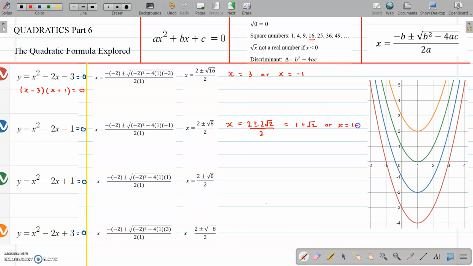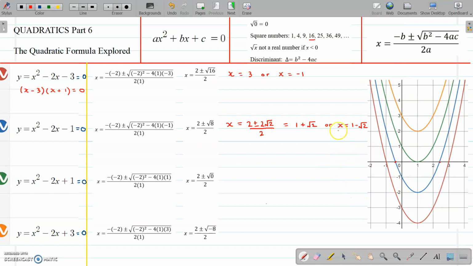Those values you could put on the calculator and find out what they are, and you could be asked to give them to 3 significant figures or something like that in the question, or you may be asked just to leave them in that form. But either way, 1 plus root 2 is about 2.4, and you can see that is about 2.4 there, and this is 1 minus 1.4, so it's about negative 0.4 there. Okay, and then you can see that's about right.